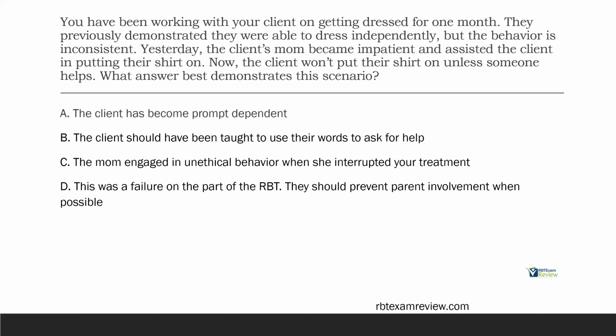But preventing parent involvement altogether, okay, should not be something you should be doing, right? You want them involved. You want them learning what we're doing, okay? Just so happened the parent did the wrong thing here. And what happened? The client became prompt dependent.